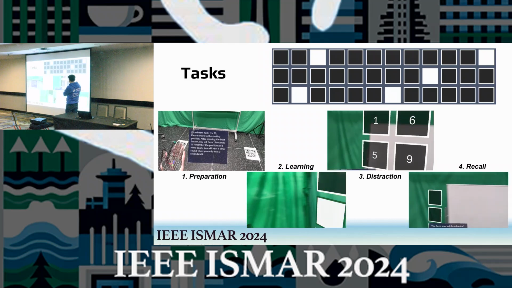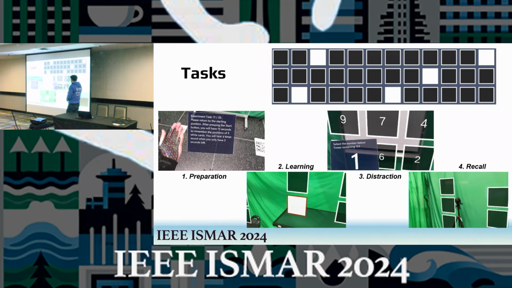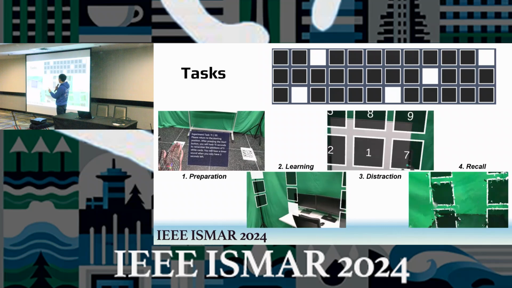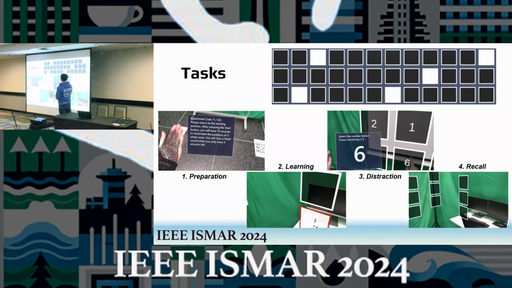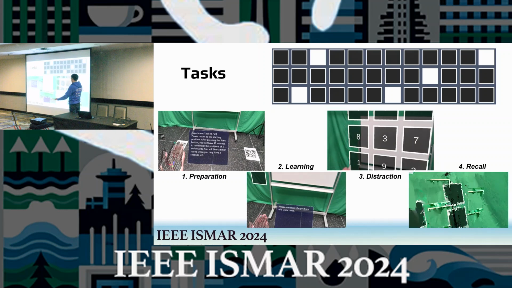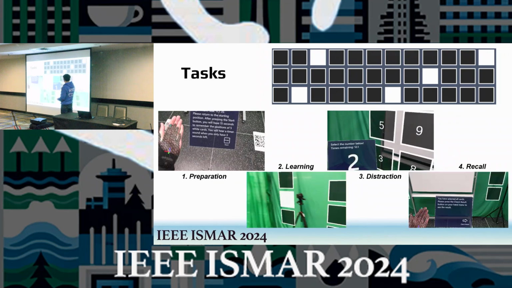And after the distraction, they will move on to the recall phase. So they will click and review the pattern of 5 white cards from an empty grid. And the last phase is the rest. They cannot see their answer, and they just get ready for the next trial.